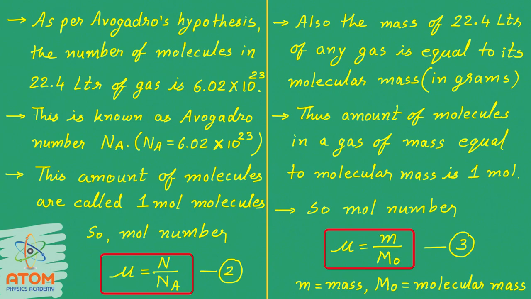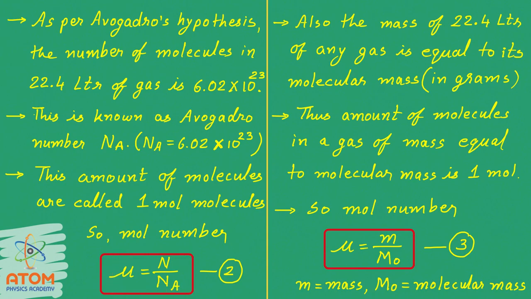For example, if you are having total number of molecules 18.06 × 10^23, then 18.06 × 10^23 divided by 6.02 × 10^23 will give you 3. That means mole number is 3. Or say there are 3 moles of gas molecules.